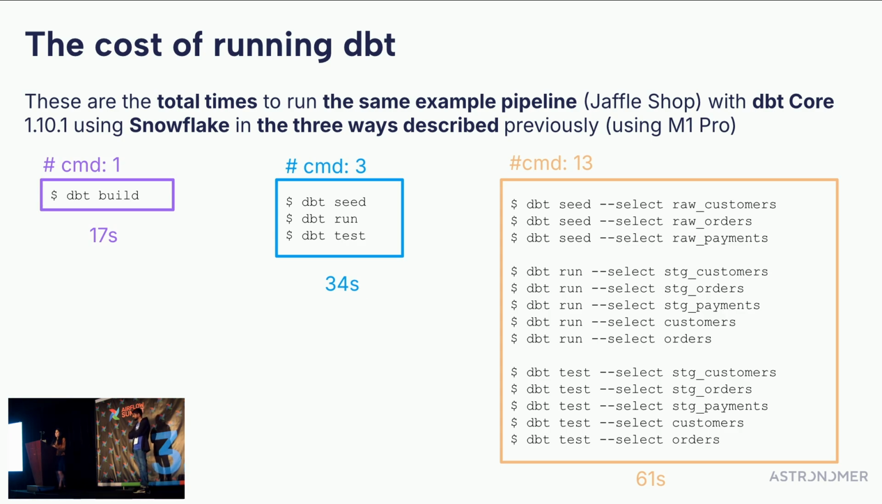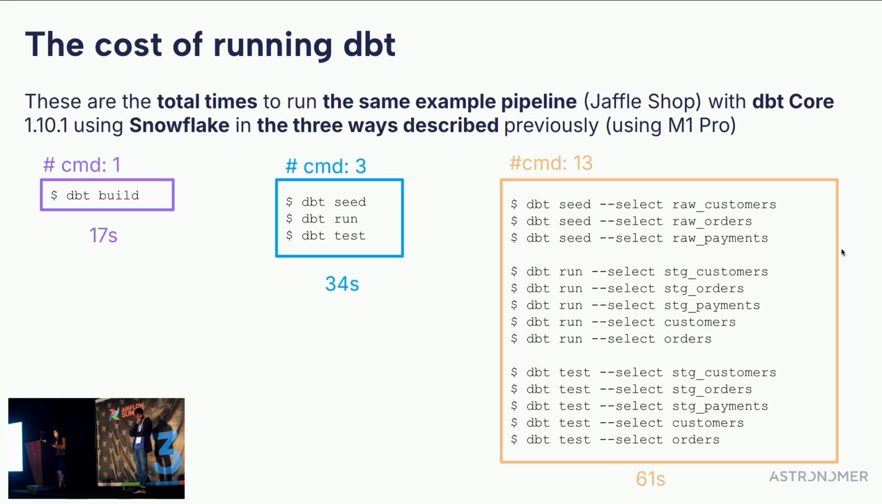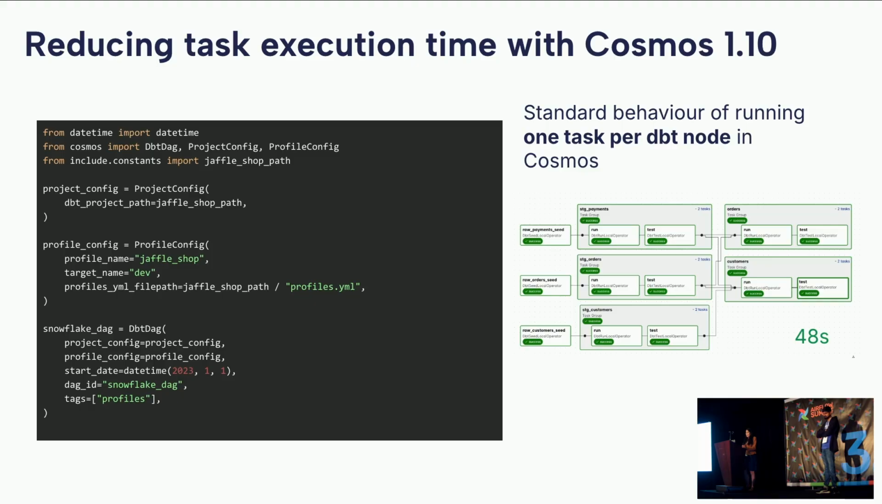And in Cosmos, what happens by default is we are actually splitting each dbt model or each transformation to be run as an Airflow task. So users are having to pay this cost of 61 seconds instead of 17. And this is an example of a Cosmos DAG where we're doing exactly this, the default behavior.